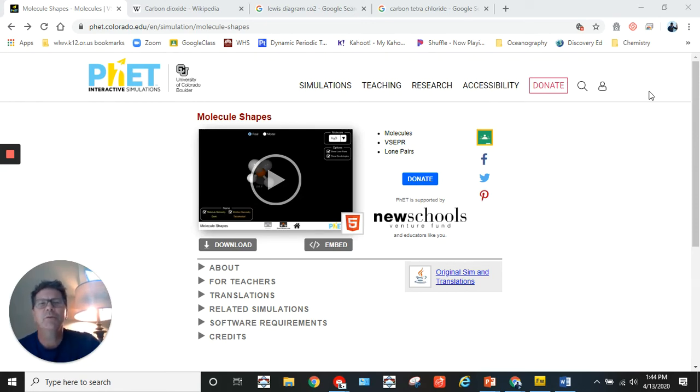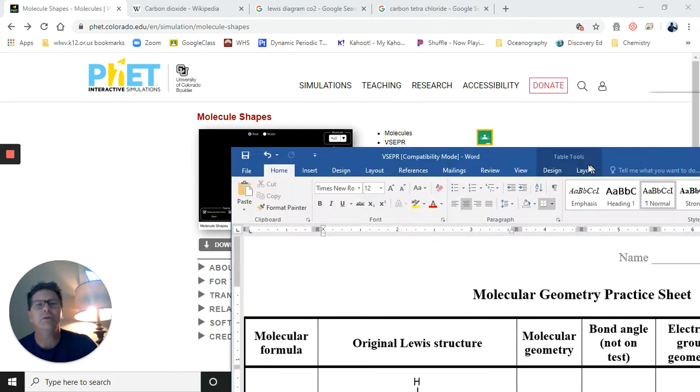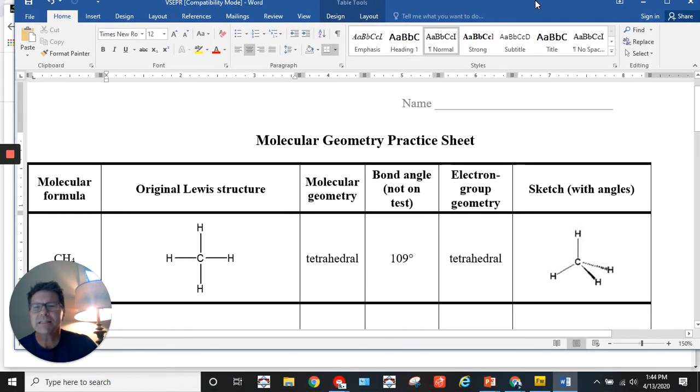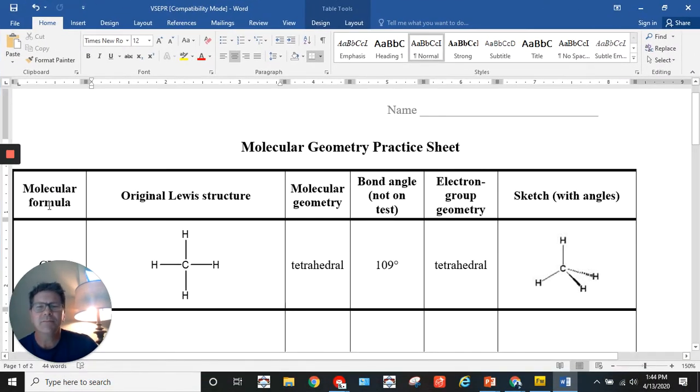Today I'm going to help you with the PhET molecular geometry simulation. There is a practice sheet in Google Classroom for you. Let me show you that really quickly. It looks like this, and it's got a place for you to fill out the molecular formula, draw on Lewis structures, give the name of the molecular geometry, and then sketch it with the angular geometry as well.